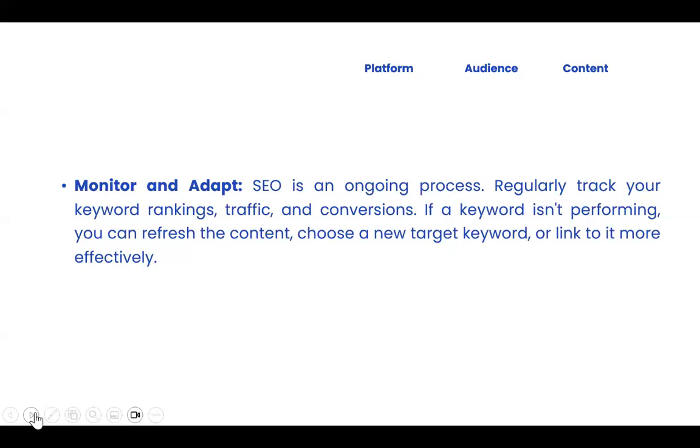Or maybe LinkedIn is giving you more conversion. What do you do? You focus more on these two platforms. Other platforms, you maintain minimal presence. For your content, you tailor it well for these two platforms because that is where you're getting the most conversion. You monitor and adapt. So like I said, SEO is an ongoing process. So regularly track your keyword ranking, traffic, and conversion. Over time, you might notice that there is a new keyword, a new thing that people are searching about.